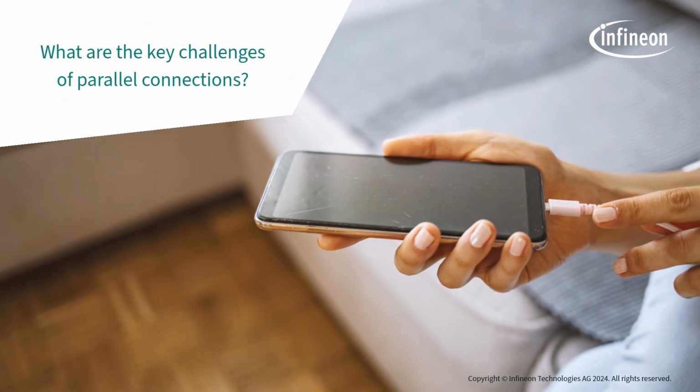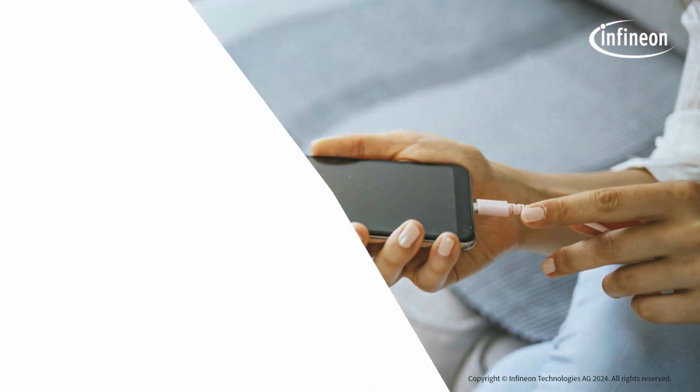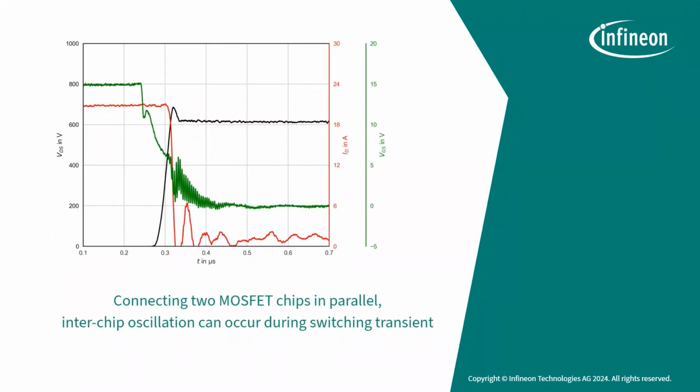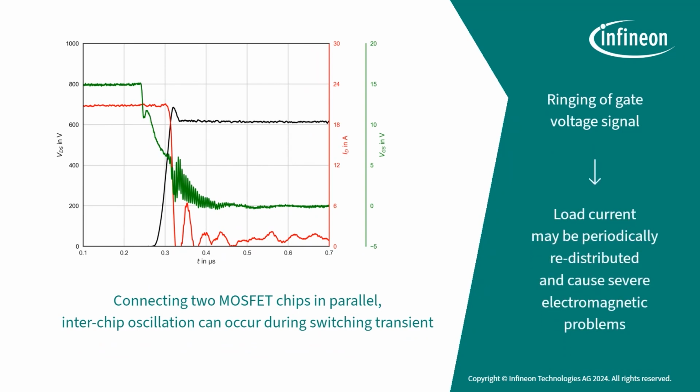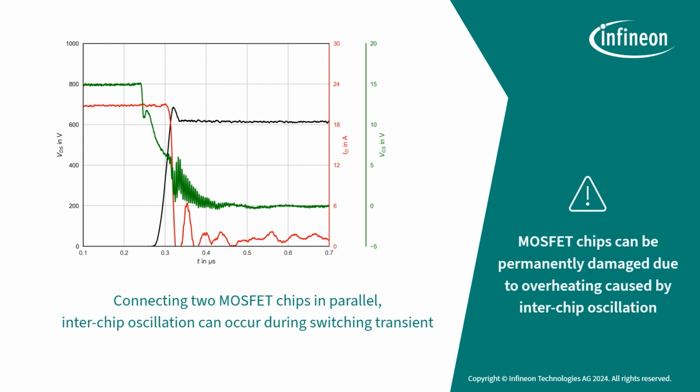So, what are the key challenges of parallel connections? When connecting two MOSFET chips in parallel, inter-chip oscillation can occur during the switching transient. Due to the ringing of the gate voltage signal, the load current may be periodically redistributed between the two parallel connected MOSFET switches and cause severe electromagnetic interference problems. In the worst-case scenario, the MOSFET chips can be permanently damaged due to overheating caused by the inter-chip oscillation.